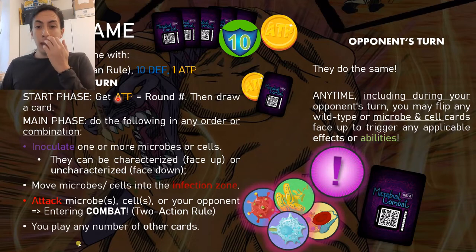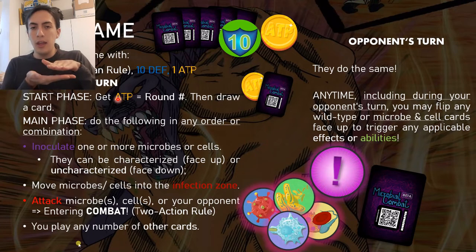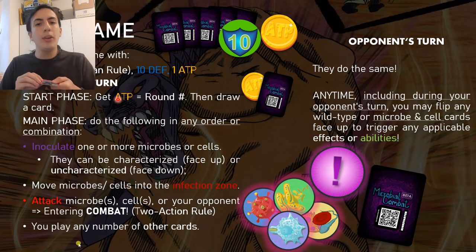Right. One thing I should mention, but I missed mentioning earlier, is that if an organism is uncharacterized, because it's been inoculated face down like this, if you want to then move forward with it or attack with it, you must reveal what it is so that you can do the maths. And if it moves into the infection zone, you need to show what it is. It can only stay uncharacterized in the inoculation zone if its ability hasn't come into effect, and if it has basically done nothing. So if, for example, it gives you more ATP, or it increases the defense of adjacent organisms, any kind of ability that will be described on there, you need to show what it is.